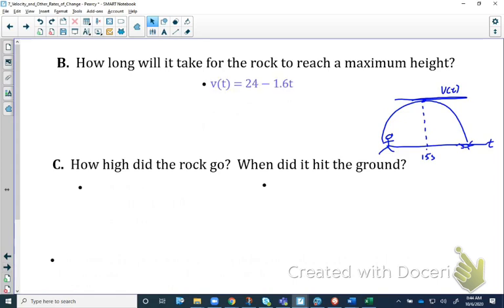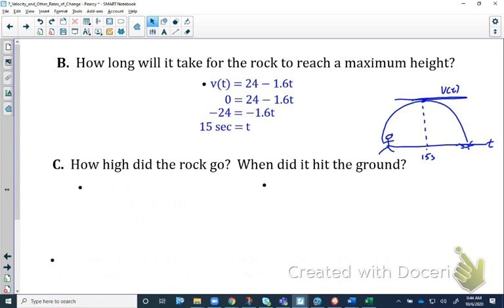So where it changes from increasing to decreasing at the vertex of the parabola, that's where the velocity function is equal to 0. So I take the velocity function, set it equal to 0, and solve for t using some basic algebra. In this case, it would take 15 seconds for the rock to reach its maximum height, which is pretty impressive. If I threw something in the air and it took 15 seconds to even get to its highest point, I'd feel pretty good about myself.